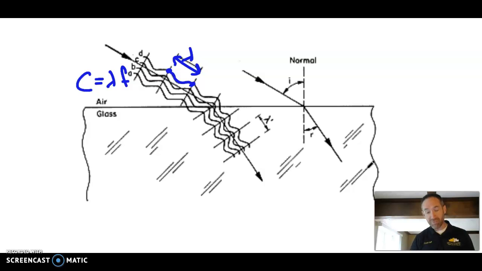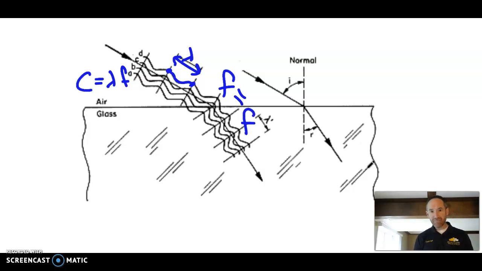Remember, Huygens' principle says that any spot on a wave is the source for the next spot on the wave. And so the waves in the glass are being made at the same rate as they were before the glass. And so all that is to say that the frequency on this side of the interface and the frequency on this side of the interface, well, they are the same.